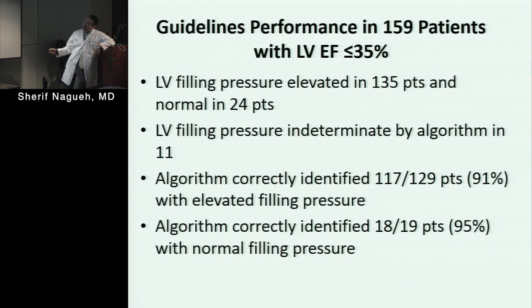LV filling pressure was elevated in the vast majority, 135, normal in 24 cases. When you apply the algorithm, you end up with 11 where it is indeterminate. And then if you subtract these 11, you have 129 cases with elevated filling pressures and 19 with normal. The algorithm correctly identified the vast majority of those with elevated filling pressures and only missed 1 case with normal filling pressure. So it works well in this group of patients with depressed EF.